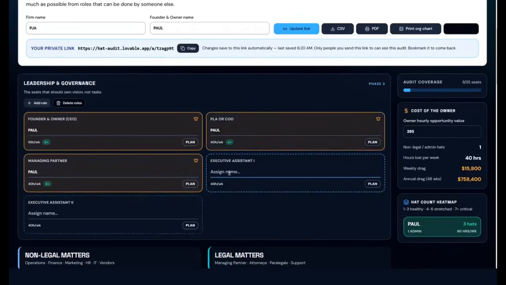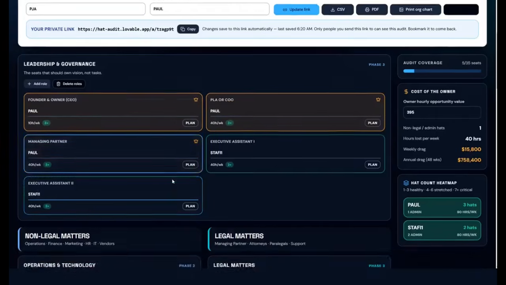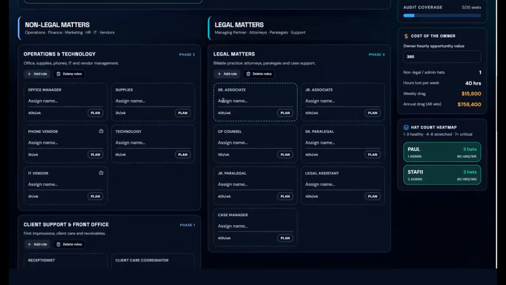Executive assistant that supports Paul. This would be my staffy rep, number one. Executive assistant 2, this person normally supports the managing partner, but could support the COO depending on the structure. But it's all one person, so it's going to be the staffy remote rep 1 again. So I jump over here to legal matters. Who's the senior associate? We do have Mike, who's an attorney. Junior associate, we have Stephanie.